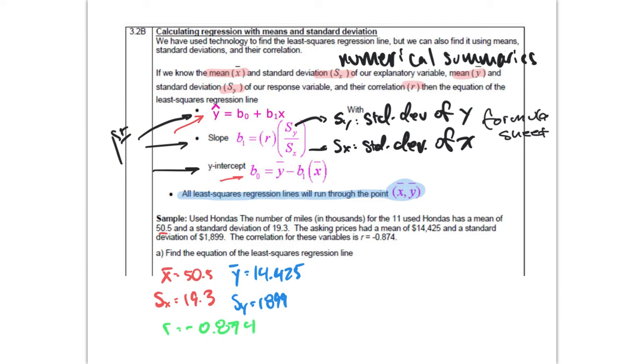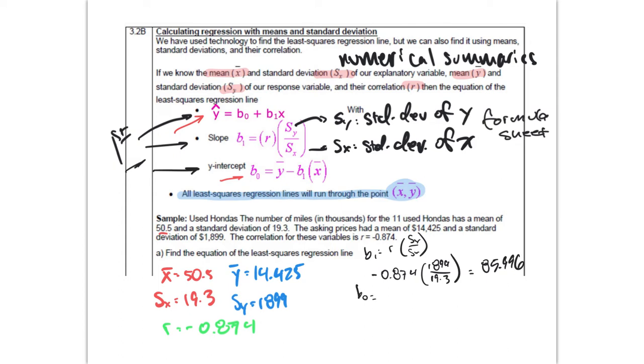Using what we were told up here, using these equations, first we can solve for our slope using b1 equals r times sy over sx, the standard deviation of y over the standard deviation of x. Let's just plug those values in. We get negative 0.874 times 1,899 divided by 19.3, and that gives us negative 85.996.